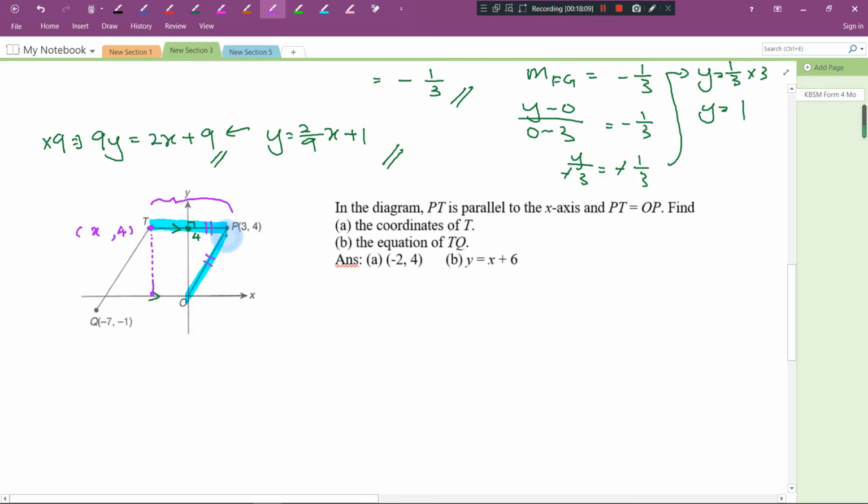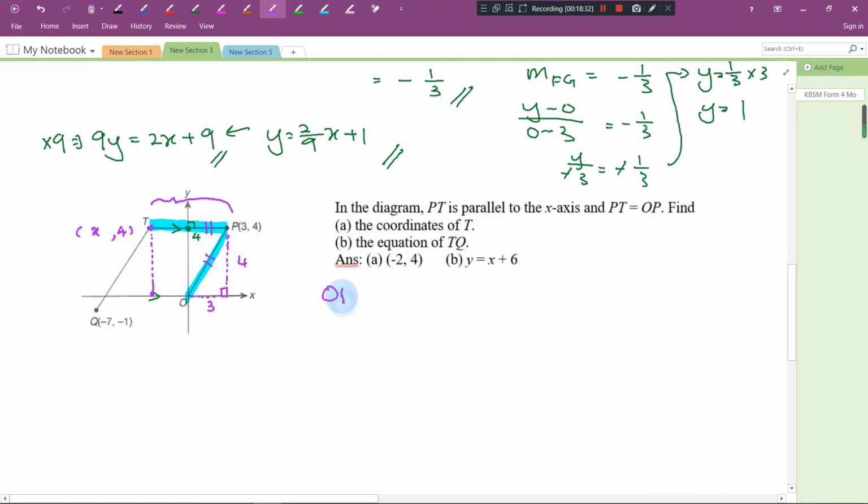Let me draw a triangle for you. If this is 3, it means this is 3. If this is 4, this means this is 4. So I can get the length of OP easily. Once I get the length of OP, I know the length of TP. Then I can get the value of X.